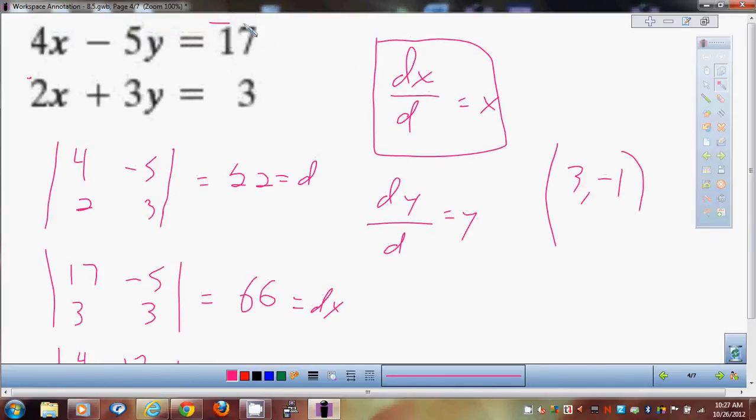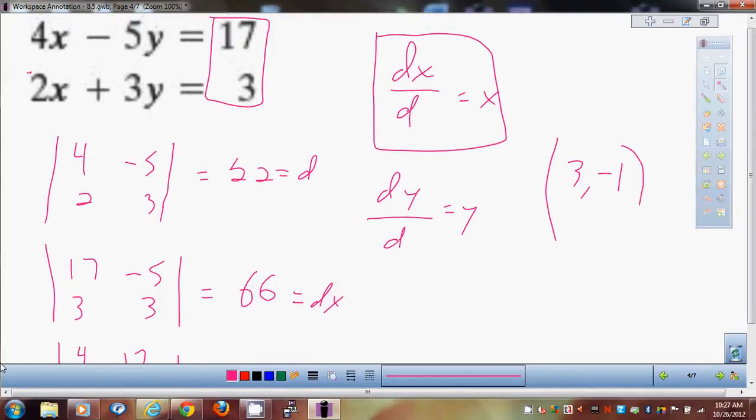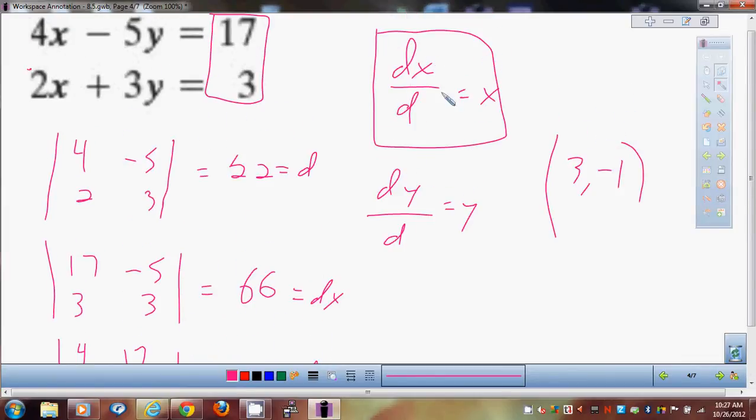Oh, the answers came from right here. They're in the problem. Where is there a d? Oh, d. That's your original determinant. Like what you just did. Oh, sure. Well, I just did this right here. dx was 66. D was 22. That reduced to 3, which equals x, dx over d, which is where that came from.